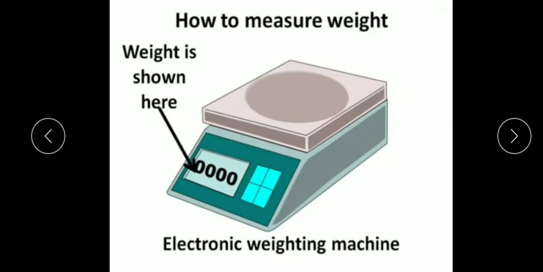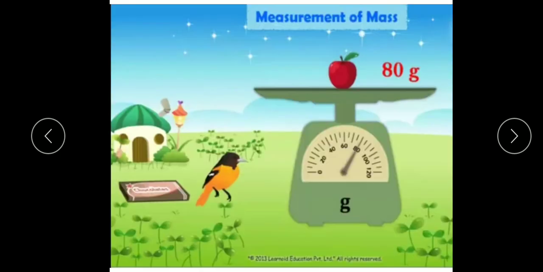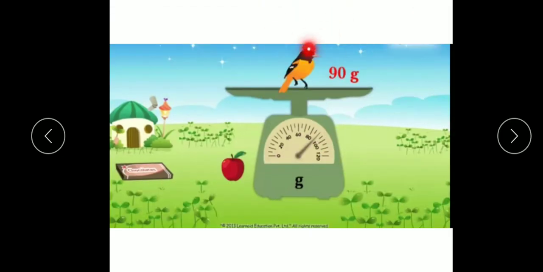Children, there is an electronic balance also. Mostly you can see this balance in sweet shops. We just keep the things here and they show the weight on the small screen, right? So this is your electronic balance. See, for example, we want to measure the weight of this apple. So we keep the apple here and the weight of the apple is 80 gram. The weight of the sparrow is, see here, 90 gram.